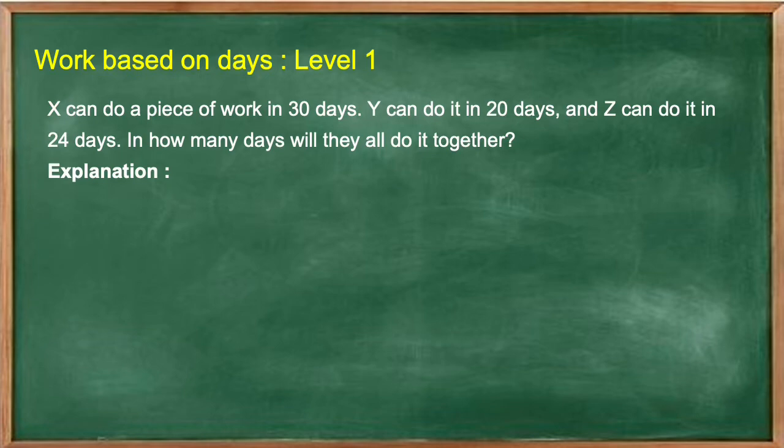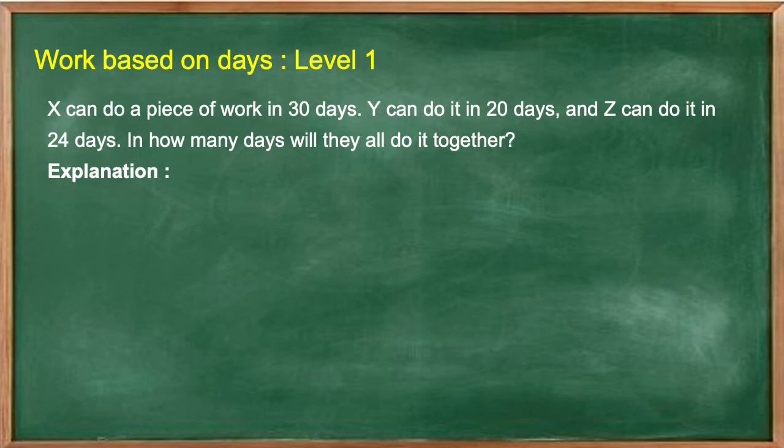Work based on days level 1. X can do a piece of work in 30 days, Y can do it in 20 days, and Z can do it in 24 days. In how many days will they all do it together? Here, a piece of work doesn't mean some part of work. In this case, work is always considered as one work.